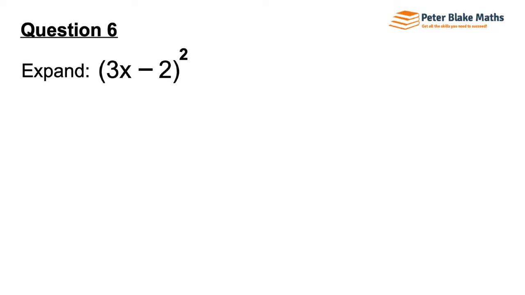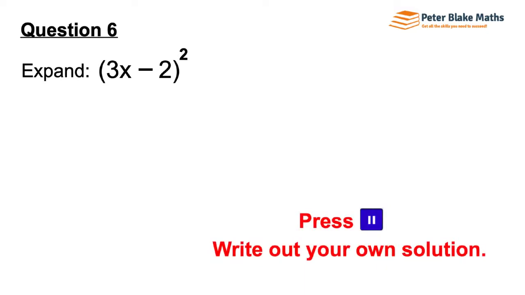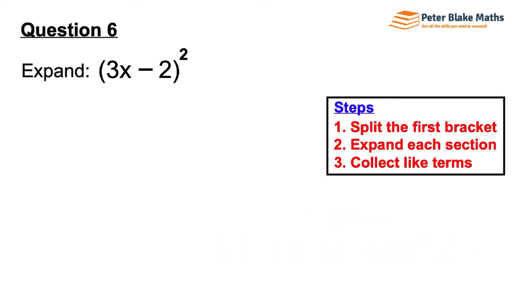Question 6. Expand (3x - 2) in brackets all squared. If we split the first bracket, expand each section and collect like terms, we can consider (3x - 2) all squared as being (3x - 2) times itself, or (3x - 2) in one bracket times (3x - 2), and think of it that way.